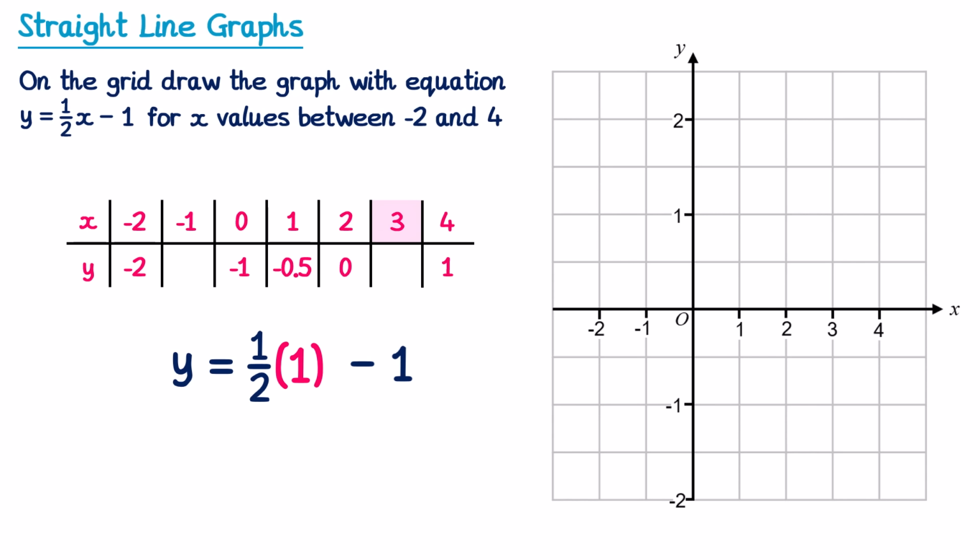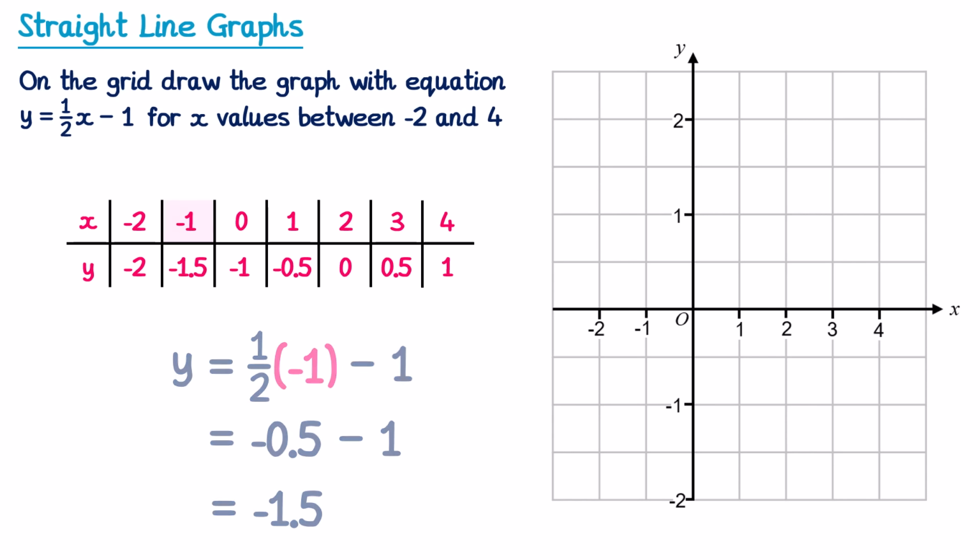Now let's go and do when x is 3. So we've got half of 3 take away 1. If you half 3, you get 1.5. So we've got 1.5 take away 1, which is 0.5. So when x is 3, y is 0.5. And for the final one, when x is -1, half of -1 is -0.5. So -0.5 subtract 1 is -1.5. So this completes the table.